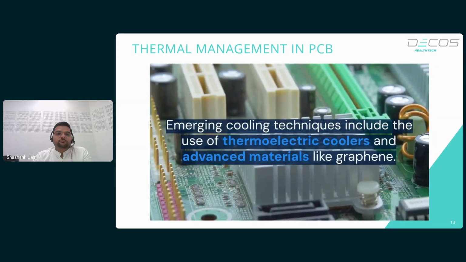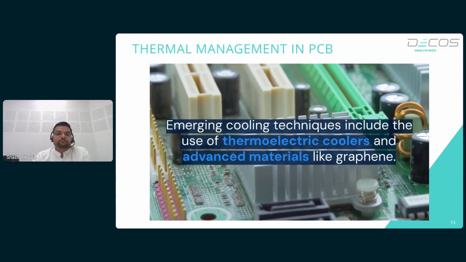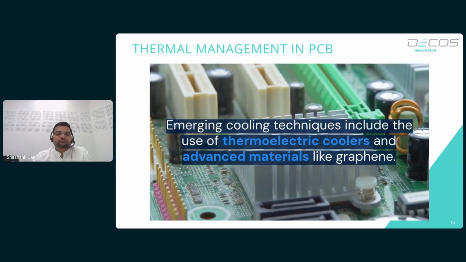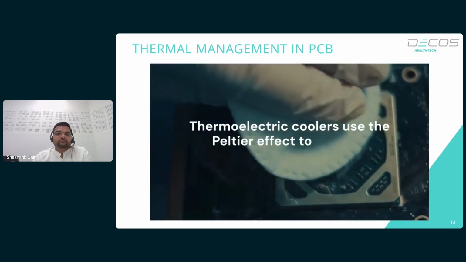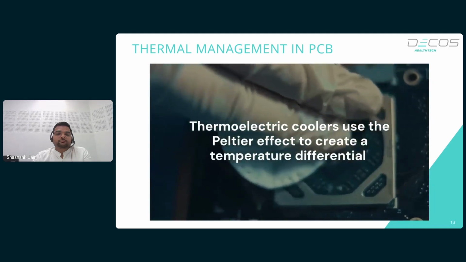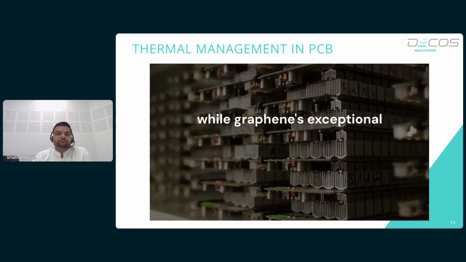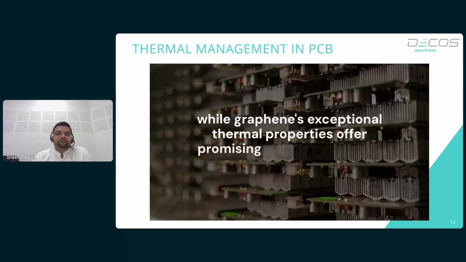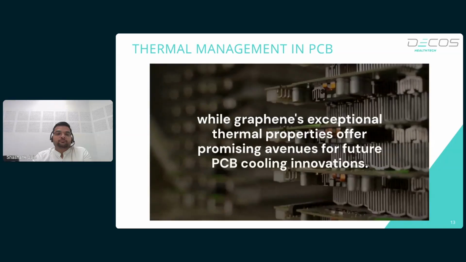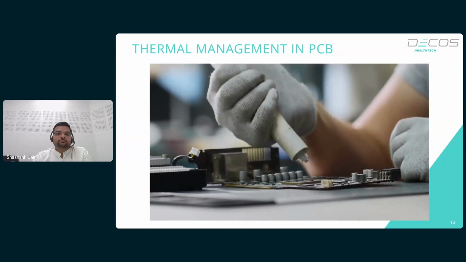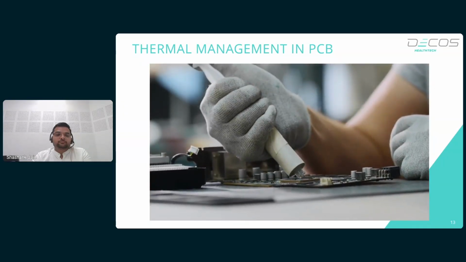Emerging cooling techniques include the use of thermoelectric coolers and advanced materials like graphene. Thermoelectric coolers use the Peltier effect to create a temperature differential, while graphene's exceptional thermal properties offer promising avenues for future PCB cooling innovations. As technology evolves, so too will these cooling solutions.